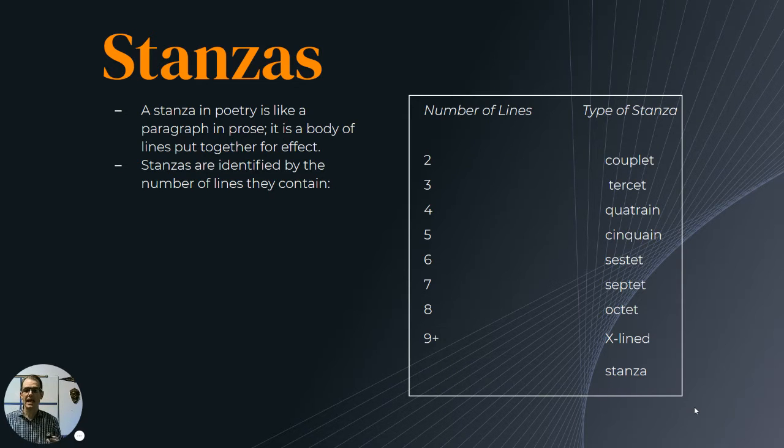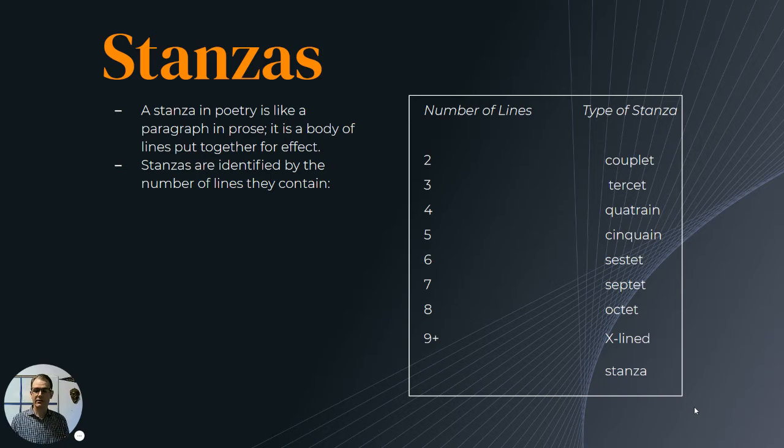So we have names of stanzas based on the number of lines. So we see this chart over to the side here. If I have 2 lines before I skip a line for a line break, then those 2 lines grouped together in a stanza are a couplet. 3 is a tercet, 4 is a quatrain, 5 is a cinquain.